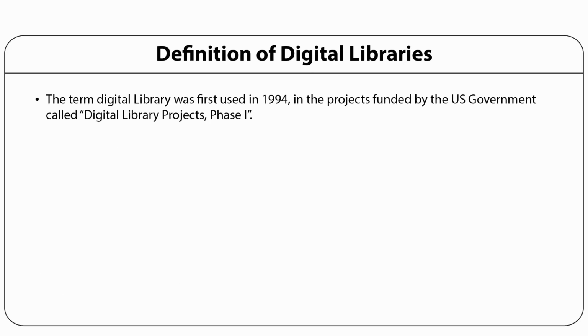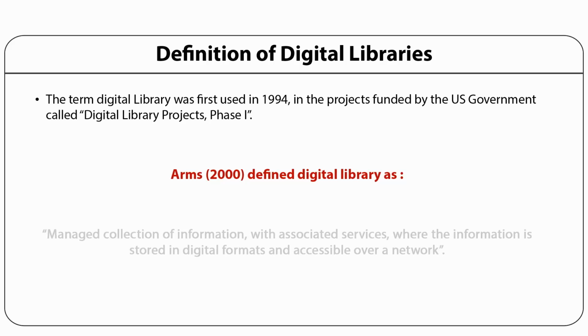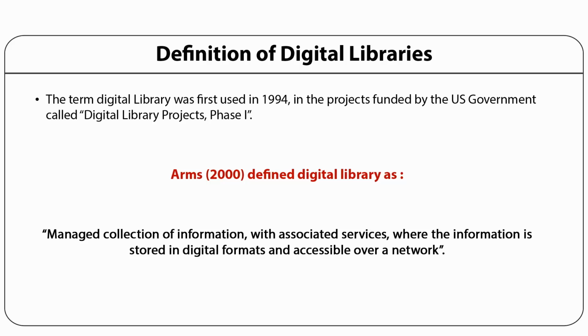The term digital library was first used in 1994 in the project funded by the US government called Digital Library Projects Phase 1. ARPA defined digital library as a managed collection of information with associated services, where the information is stored in digital formats and accessible over a network. Please note that the emphasis here is on managed collection, associated services, digital formats, and network.